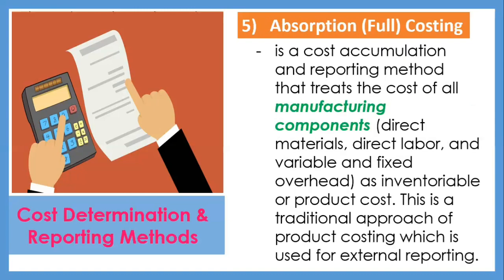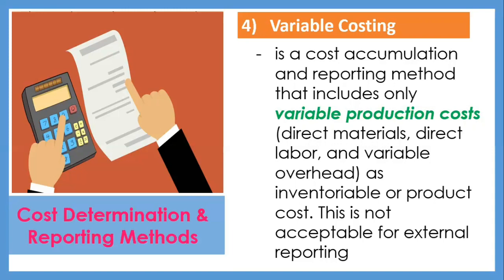Now, in simple terms, if we say variable costs, these are production costs that change in proportion to the amount of goods that are produced. In other words, for every good that is produced, variable costs increase by the same amount.